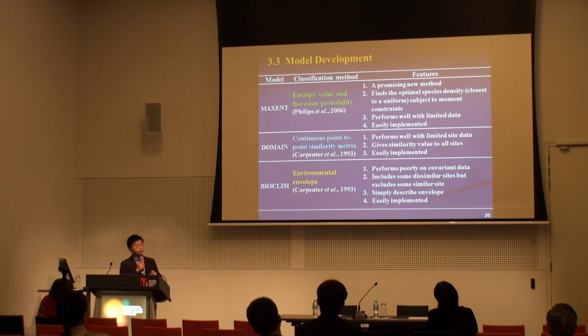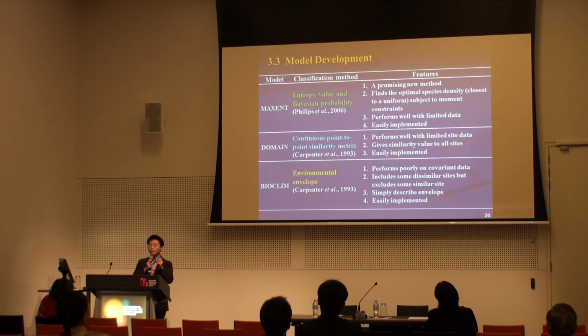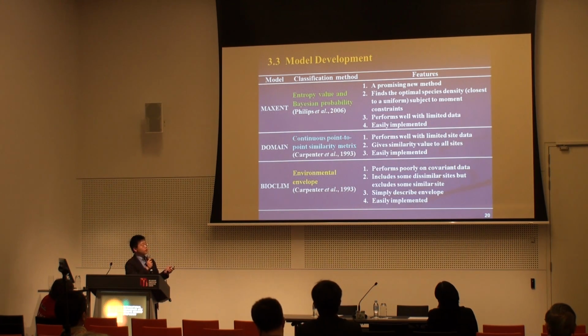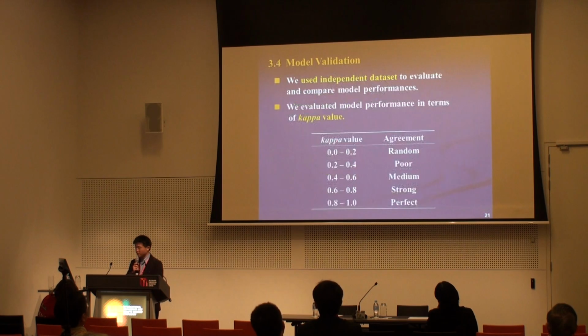The second one, the Domain model, uses a point-to-point similarity metric. Its core idea is using the Gower metric distance algorithm, so you can switch from the distance to the similarity matrix. And the third one, the BioClim model, is similar to the boxcar image classification. So we use the 3 models to predict the 2 species' results.